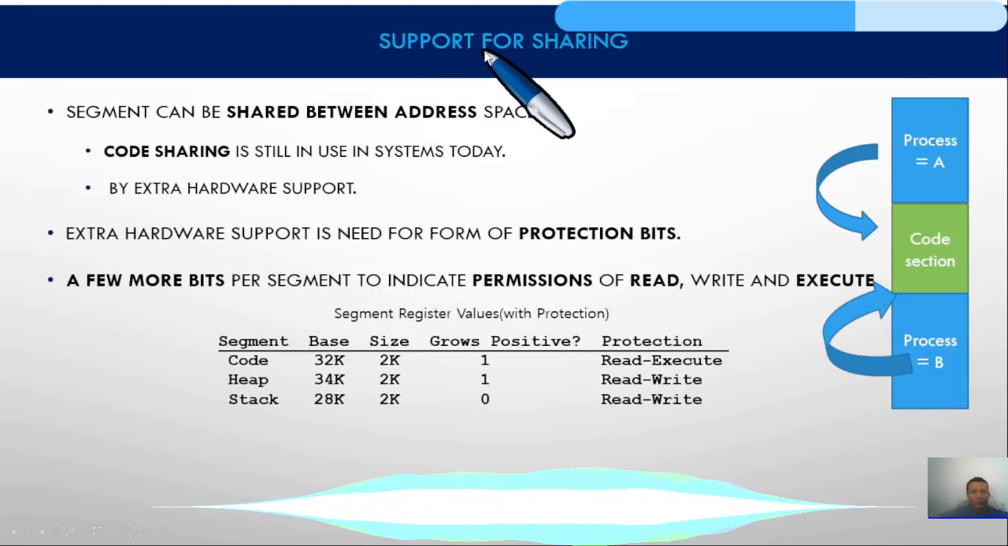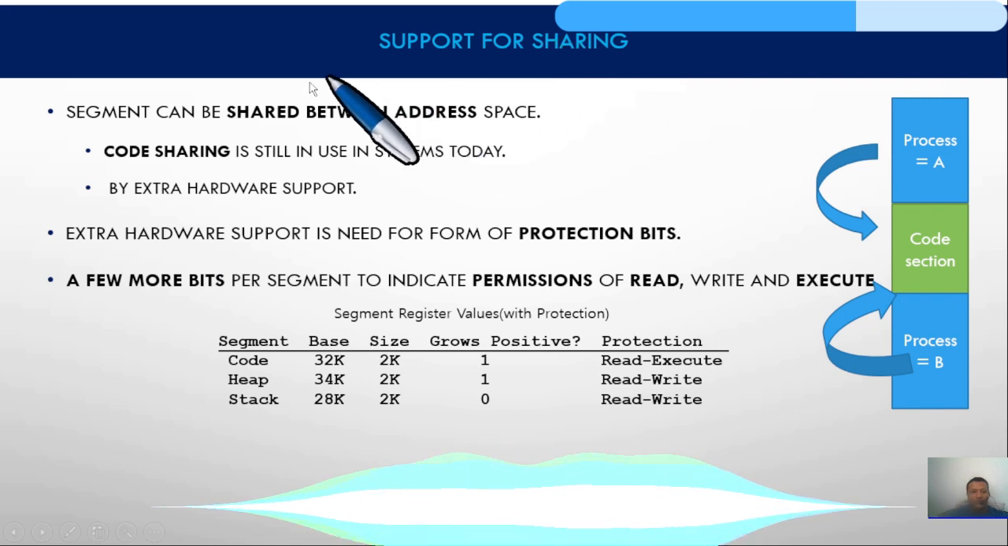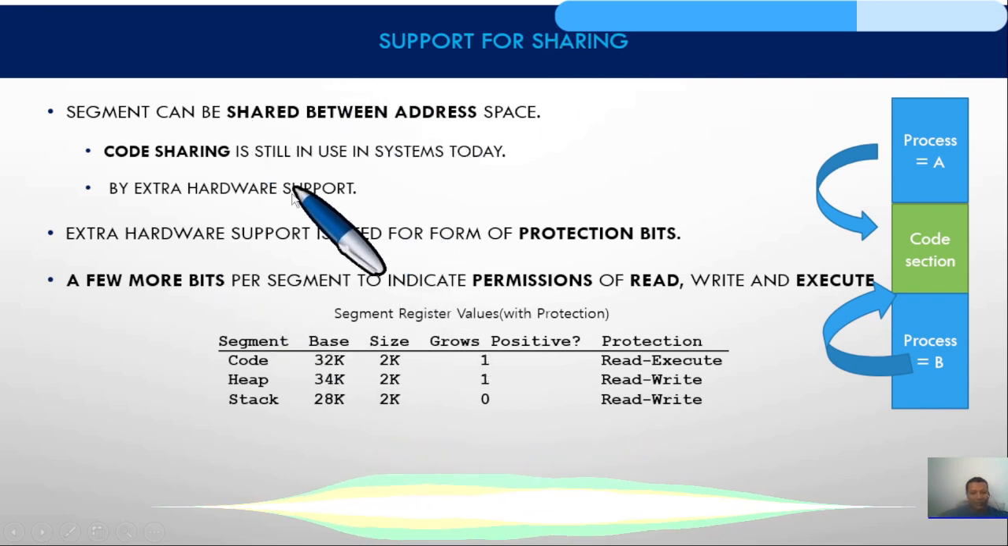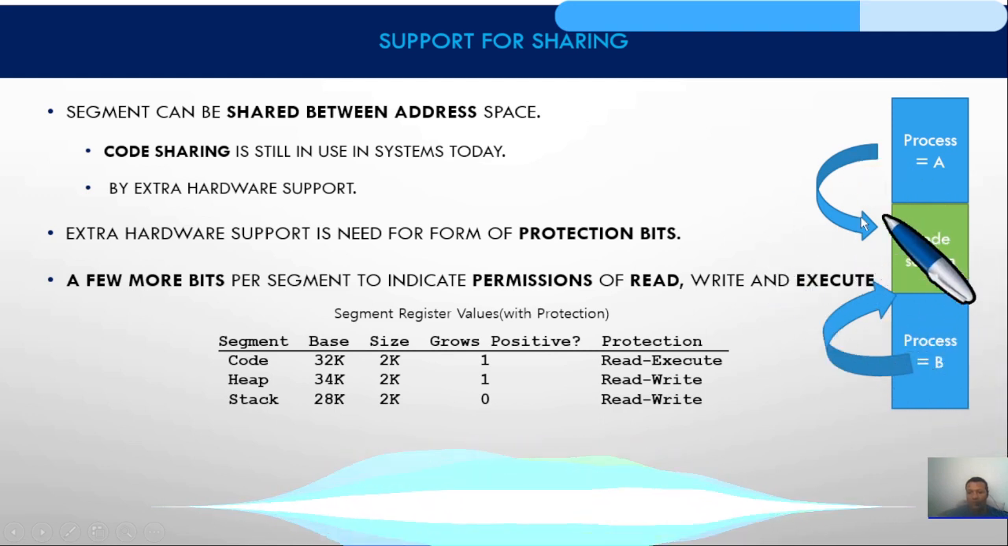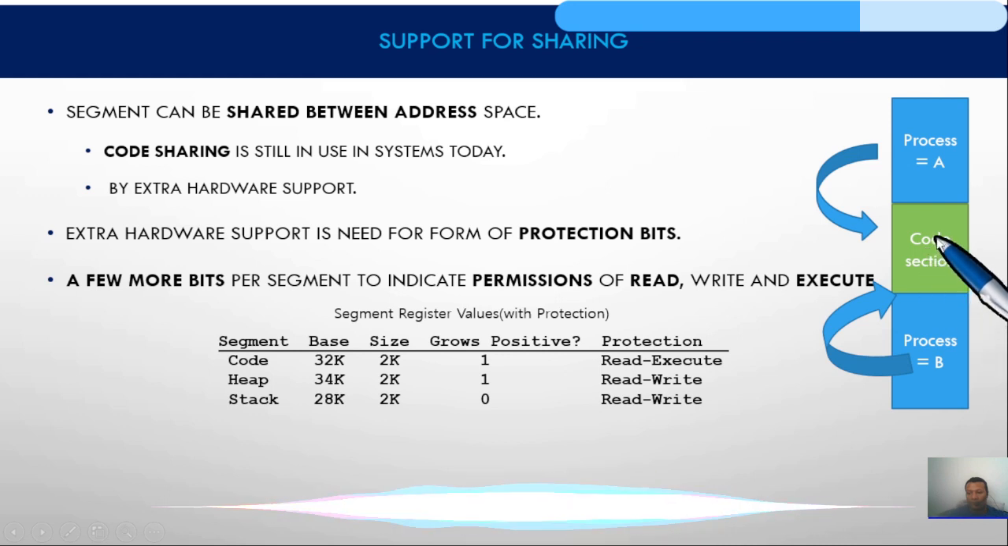Next, support for sharing. Support for sharing is a simple idea. For example, we have a shared memory, a code section. We have process A here and process B here. Both processes will use this code, and they assume that they are using their own code. But this area is the shared memory area.